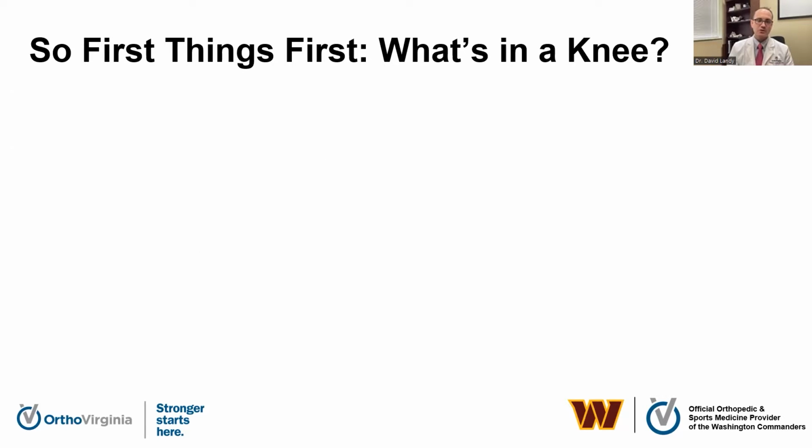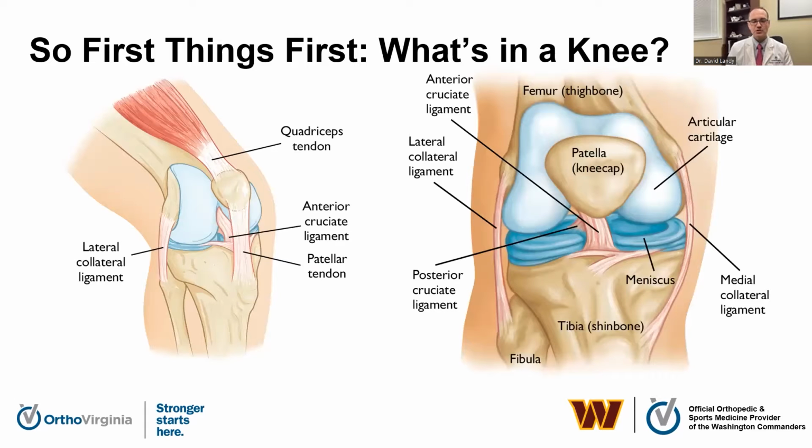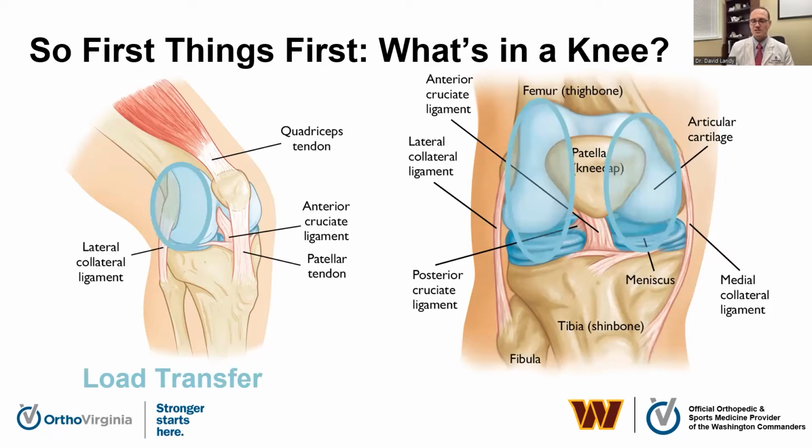So first things first, right? What's in a knee? There are some pictures here. On the left, this is a side view of your knee. And on your right, a front view of the knee, like you were looking in a mirror. There's a lot going on there, but I think it's helpful to break it down by what the knee does. So the first thing the knee does is load transfer, right?